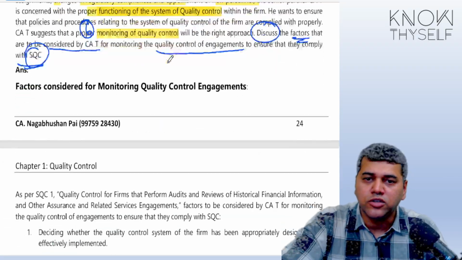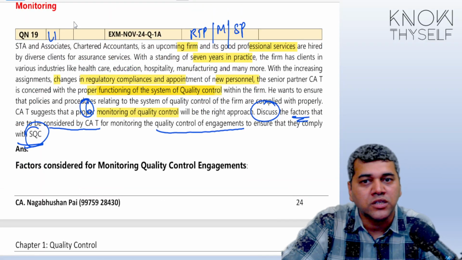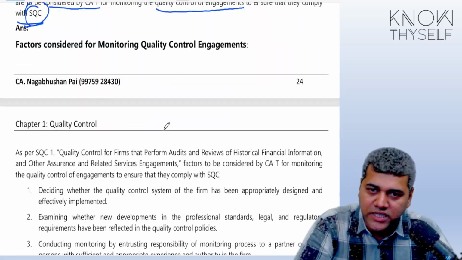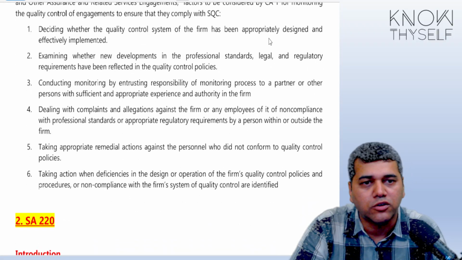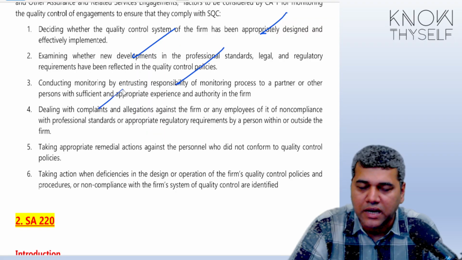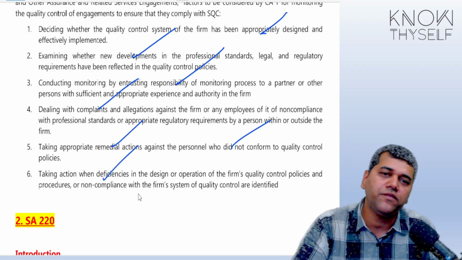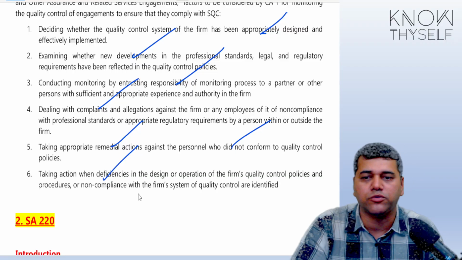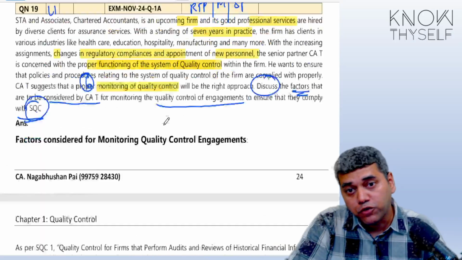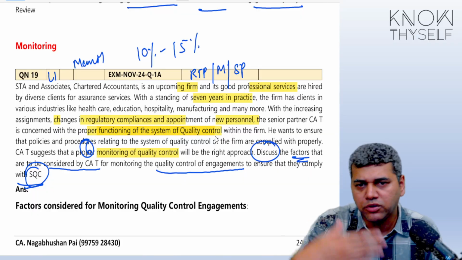So here, your job, this is called an L1 question. What is an L1 question? Memory. You need not apply anything here. You have to just repeat these points. Quality control is properly designed, new developments have been addressed, responsibility has been assigned, complaints and allegations have been addressed, actions have been taken for people, actions are taken for the deficiency. Finish. You write any 4 or 5 points, you get 4 to 5 marks. But these types of questions are only 10 to 15% in the exam. Anyhow, with memory also you can manage.